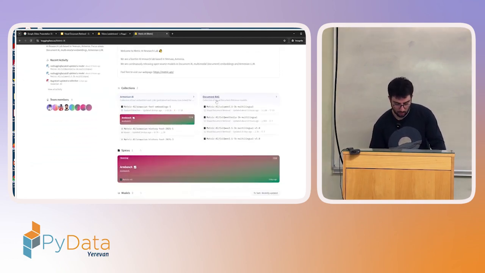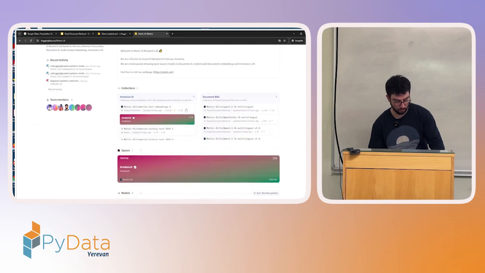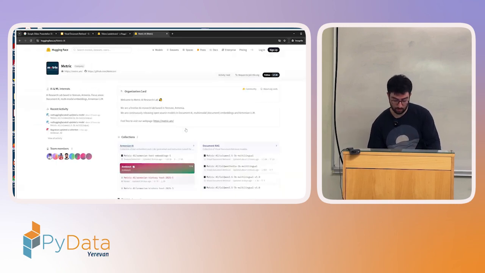That's this. So this is the document rack models. We have an interesting research direction in Armenian LLMs and embeddings here. And also we have recently published the Armenian benchmark here. Okay, so make sure to go download these models.